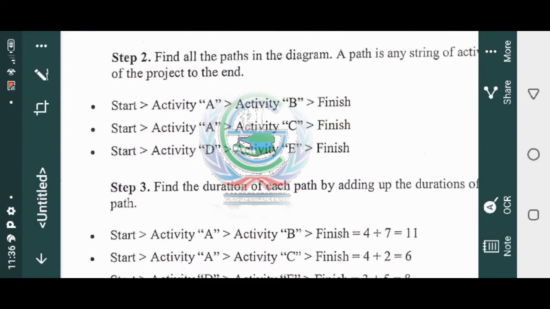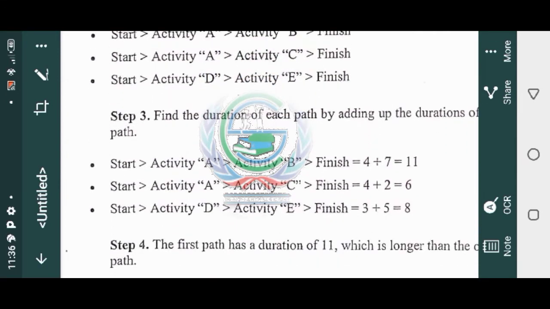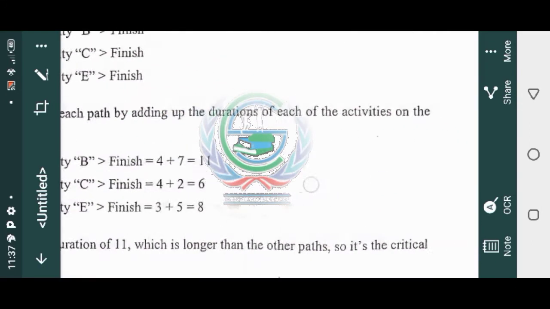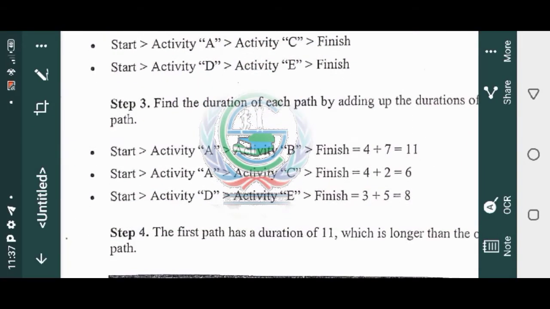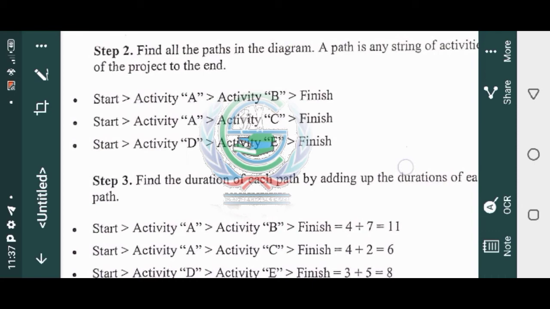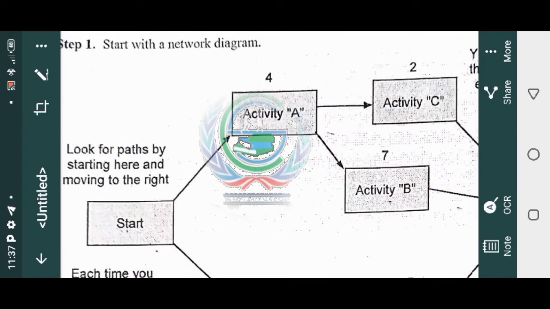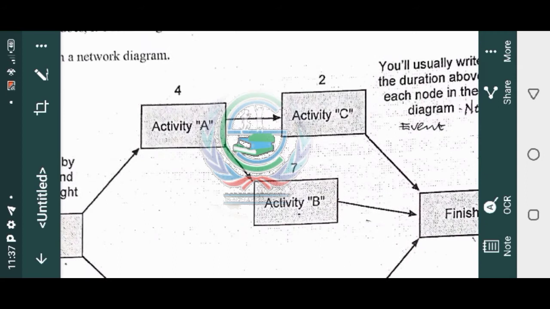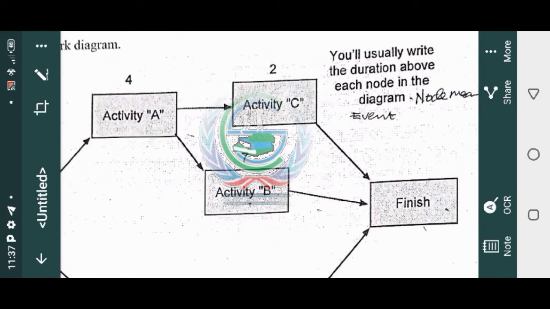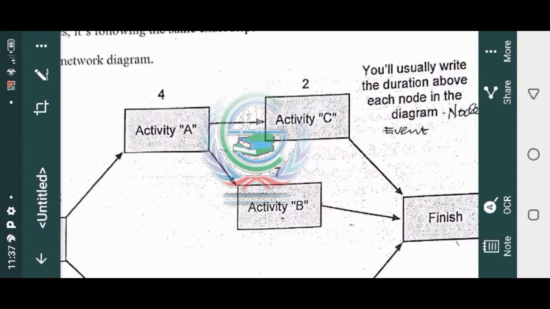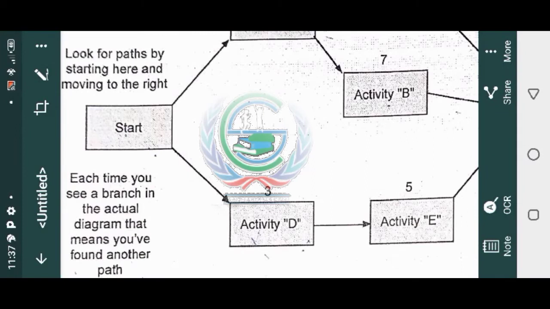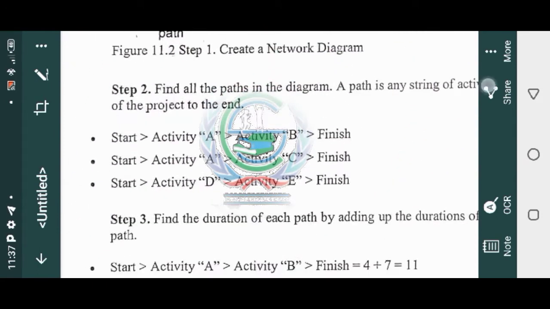Now look down here. It says find the duration of each path. Did you see now? Now let's look at it. We've gone A, B, finish. Now let's say the numbers. Duration of each path. What is A? We have 4. What is B? We have 7. Look here, A is 4, B is 7. 4 plus 7 gives us 11, right? Yeah, we have A, we have C. 4 plus 2 gives us 6. Did you see that now? We have D, we have E. That means D plus E gives us 7. You can see that now.